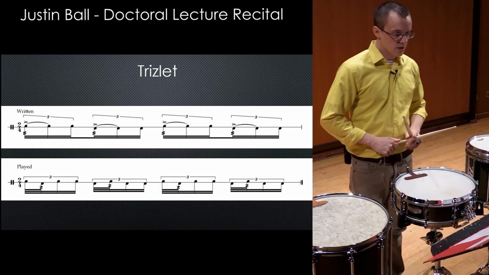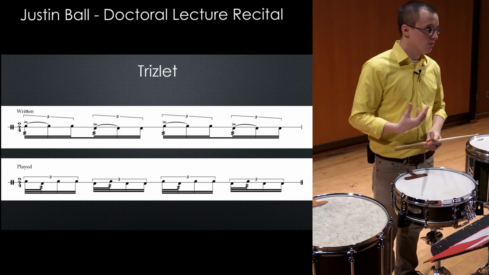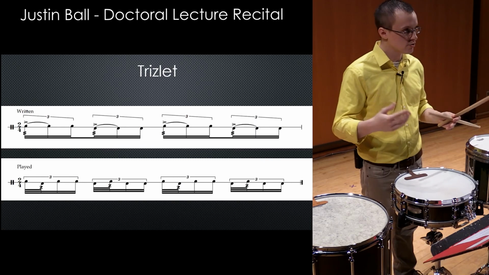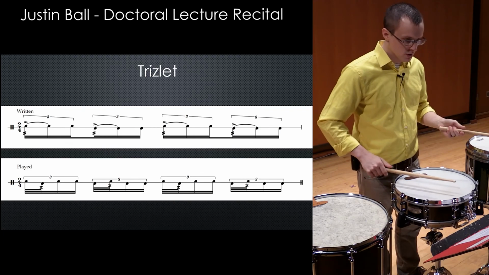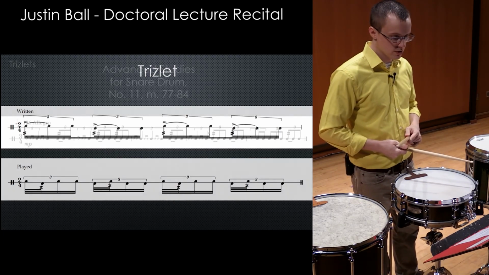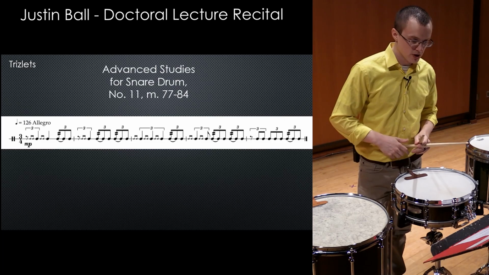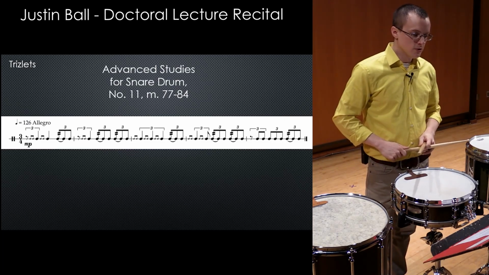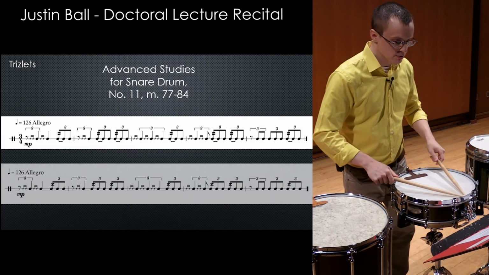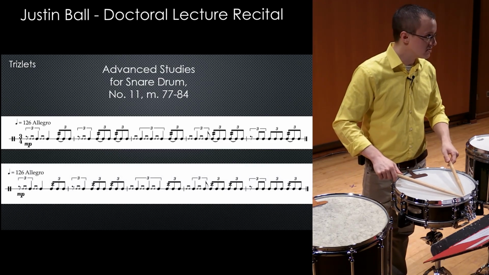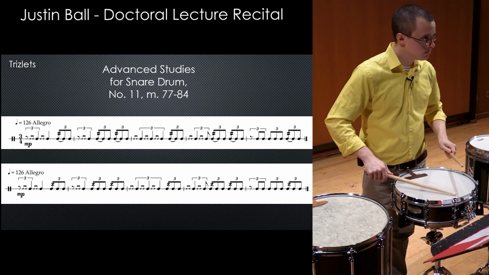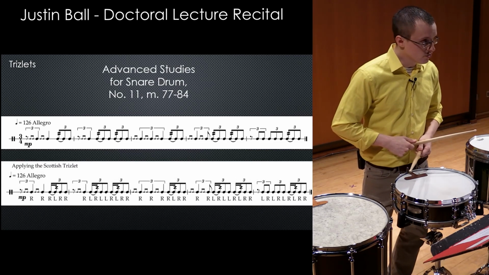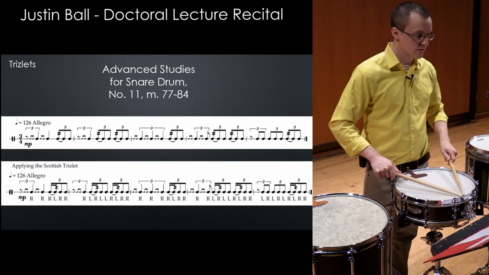The trislet is essentially a 4-stroke roll with one additional note added to create a triplet feel. A great example of how these can be applied in a Western context is Peters' Advanced Snare Drum Studies Solo 11. Similar to previous passages, the average percussionist would likely play single buzzes for a passage like this. By applying the Scottish trislet, I can alleviate the abrasiveness of that single buzz.